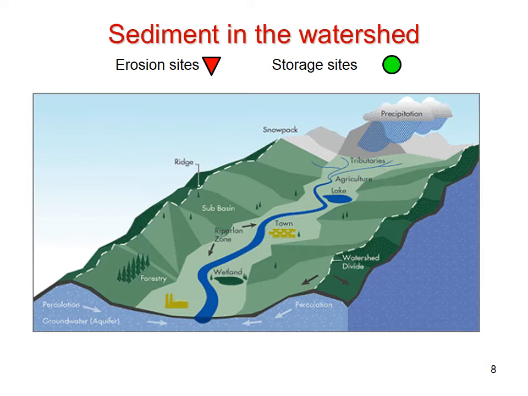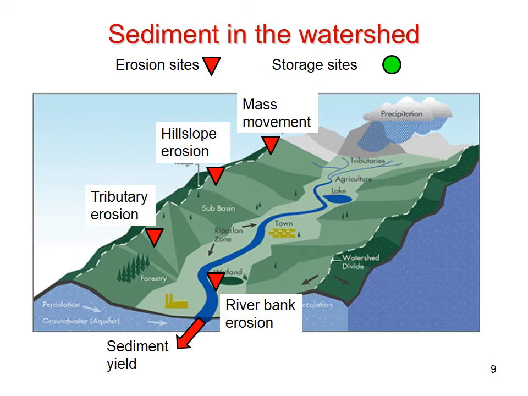So we're going to look at this watershed and think about where sediment is coming from, what are the erosion sites, and where might sediment be stored temporarily, and we're also going to think about the sediment that will be transported out of the river channel, out of the watershed along the river channel. Here are the major erosion sites in the watershed. And these aren't all the sites, these are just examples of where these processes might be occurring.